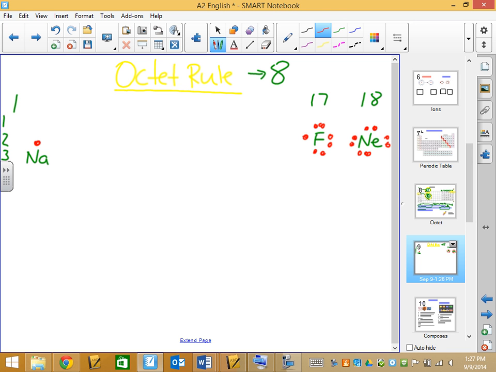Now, we mentioned it before, so could someone remind me what family 18 is called? That last family on the periodic table. Yes. Noble gases.